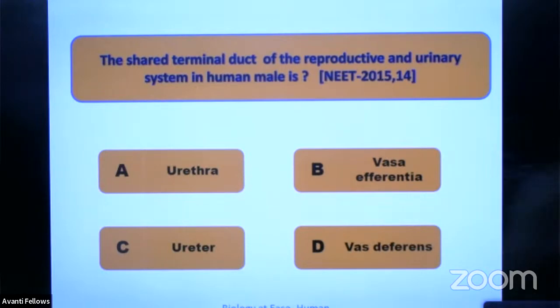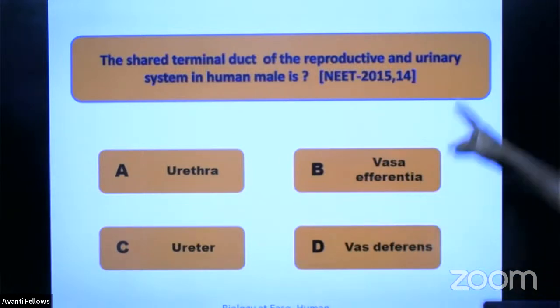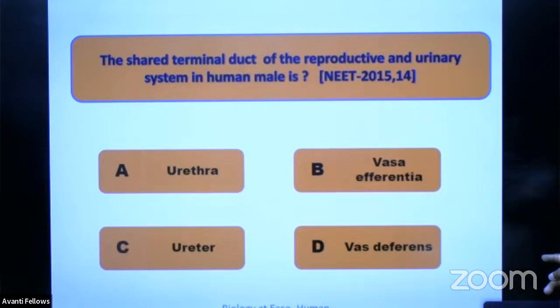That is the shared terminal duct, reproductive and urinary. While discussing, I told you it is the urinogenital duct, used for the urinary purpose as well as the genital purpose. Find out the correct answer. Is it urethra, vas deferens, ureter, or vas efferentia? Of course, it is not the ureter, because the ureter is part of the excretory system. And vas deferens and vas efferentia both carry sperms only. But the urethra is a common duct. It passes through the center of the penis, and it is used for two purposes, the urinary purpose as well as the genital purpose. And the correct answer of this question is option A.